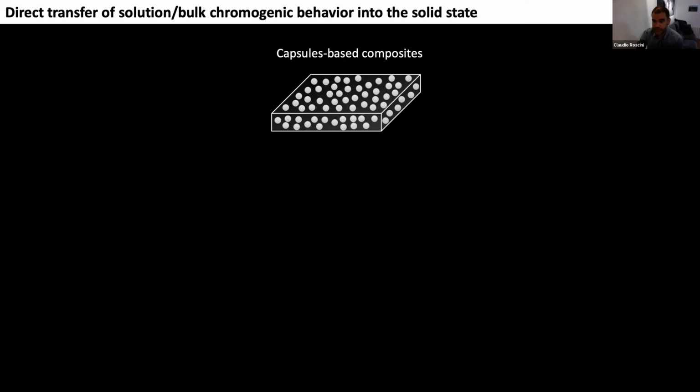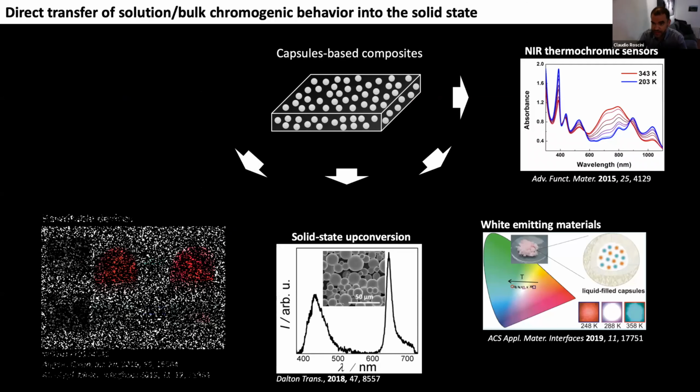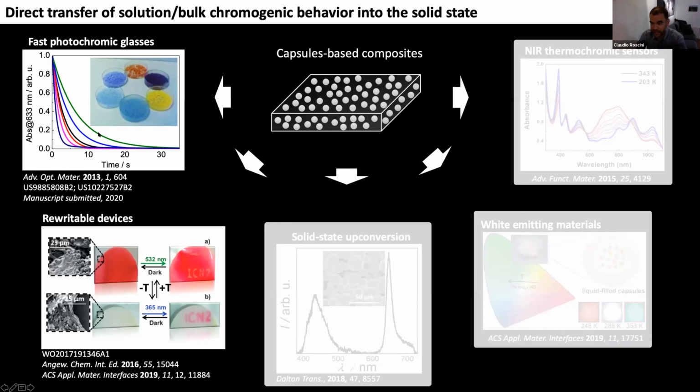Here I show you some of the work that we have been doing by using this strategy. We managed to make thermochromic sensors, temperature responsive white emitting materials, upconversion in the solid state, and photochromic materials that work in the solid state like a liquid. For time reasons, I'm just concentrating on these two examples, hoping that it gives you an idea of the feasibility of the strategy. So I'm going to speak about photochromic materials now.